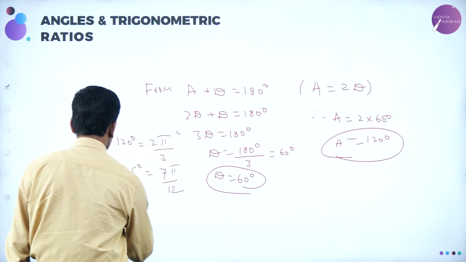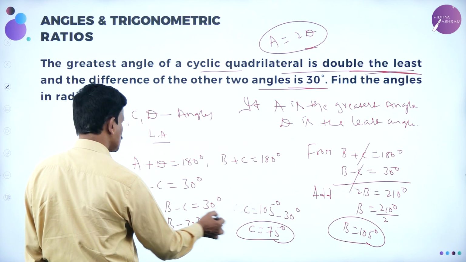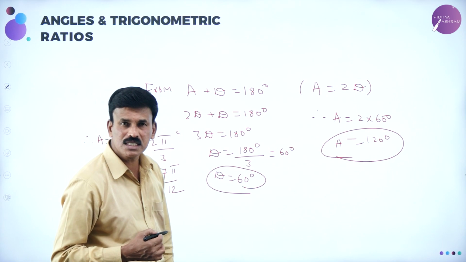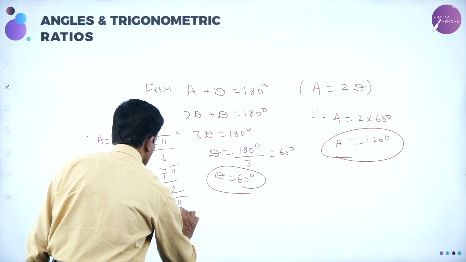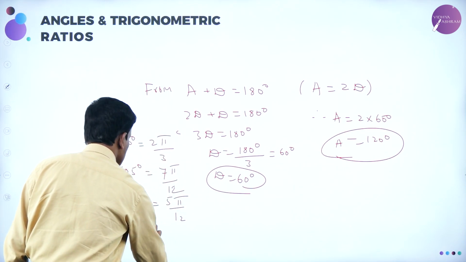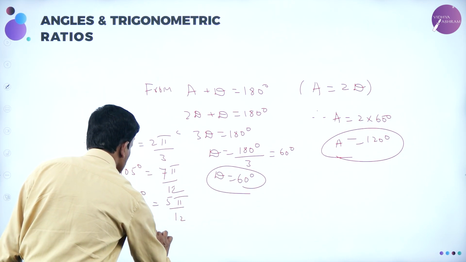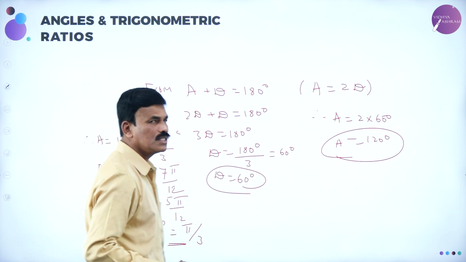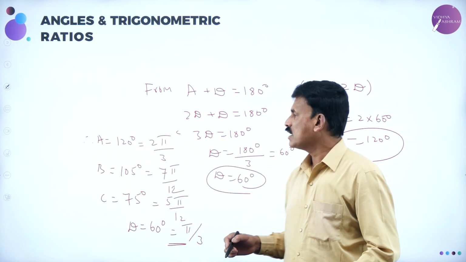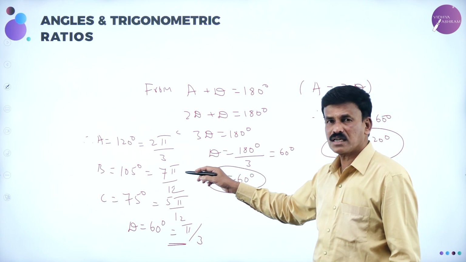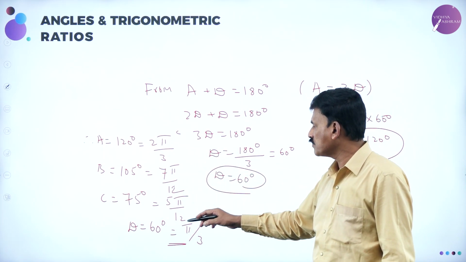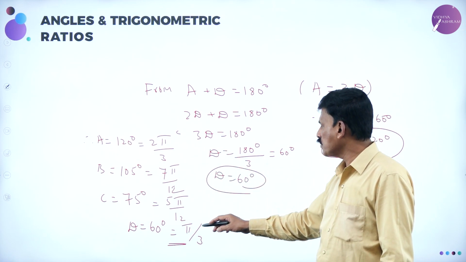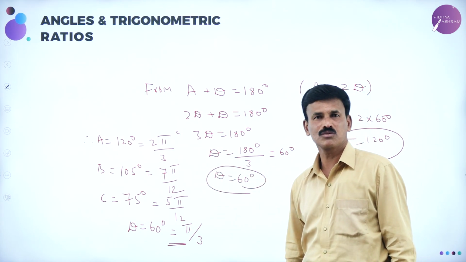And what is C? C is equal to 75 degrees, which can also be written as 5 pi by 12 radians. And the last one, D is equal to 60 degrees, which is equal to pi by 3 radians. This is how we convert the angles of a cyclic quadrilateral, 120 degrees, 105, 75 degrees and 60 degrees, into 2 pi by 3, 7 pi by 12, 5 pi by 12 and pi by 3. That's it. Hope you followed.